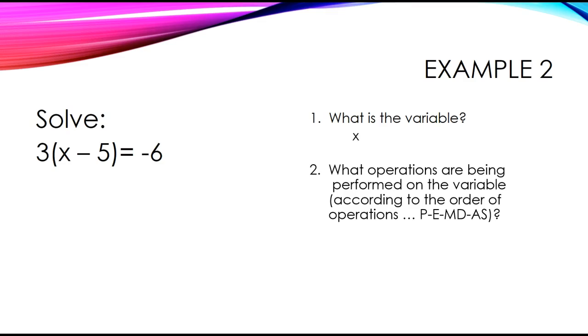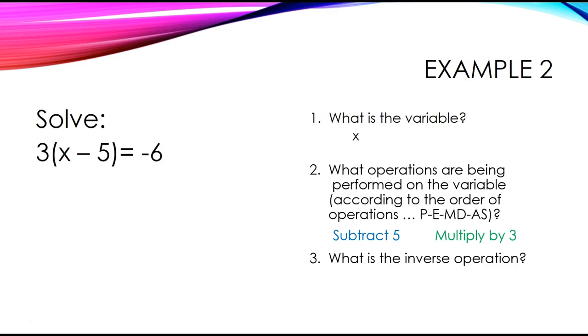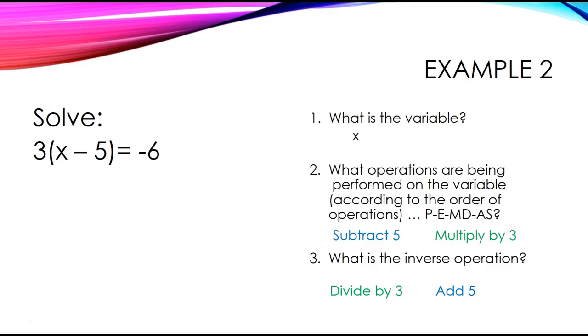So I see the parentheses. That's the first thing that we're doing. So inside the parentheses, we're subtracting 5. And then we're multiplying by 3. So the inverse operation, we're first going to divide by 3, and then we're going to add 5. And that is how you solve the equation.